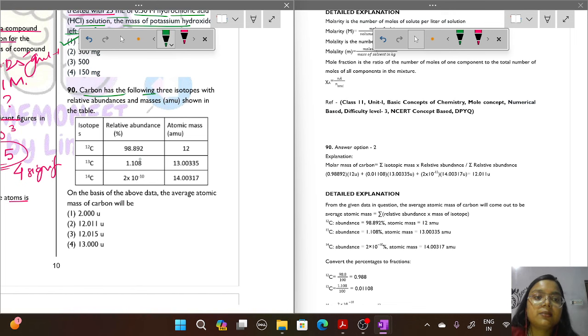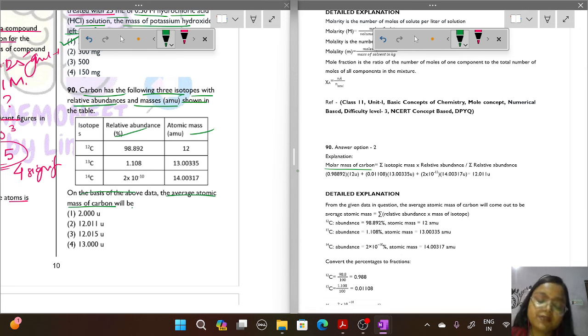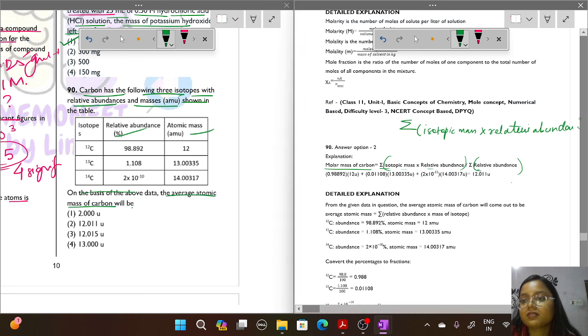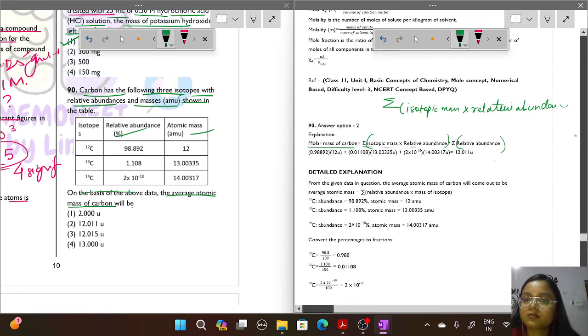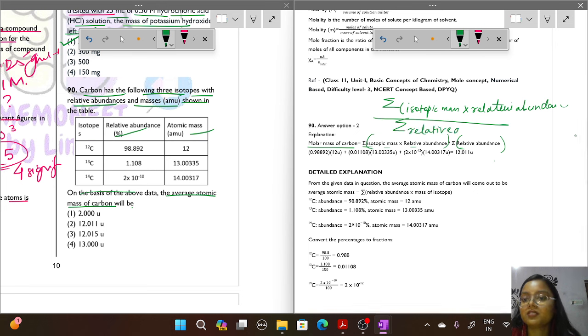Question number 90. Carbon has the following 3 isotopes with relative abundances and masses. Okay. So the relative abundance, which is in percentage, is given and atomic mass is given. On the basis of the above data, what will be the average mass of carbon? For average mass we have to calculate the molar mass of carbon, which is sigma isotopic mass into relative abundance divided by sigma relative abundance. Okay, so we can write it as this: sigma isotopic mass into relative abundance divided by sigma of relative abundance, right?